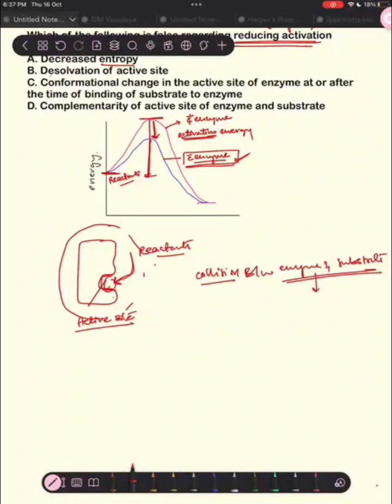When the collision happens between the enzyme and substrate, energy is released. That energy is called the binding energy, right? That energy is called the binding energy. This binding energy is a free energy which is used by the enzyme to decrease the activation energy.